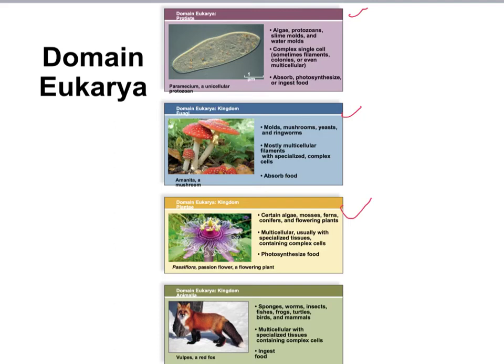And last we have Animalae. These are sponges, worms, insects, fish, frogs, turtles, your birds, and mammals. That is where we come in. These are multicellular organisms that again have specialized tissues that contain very complex cells.